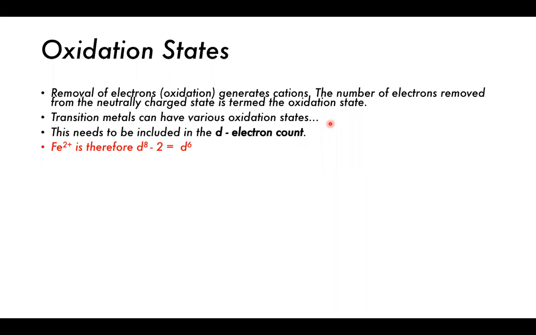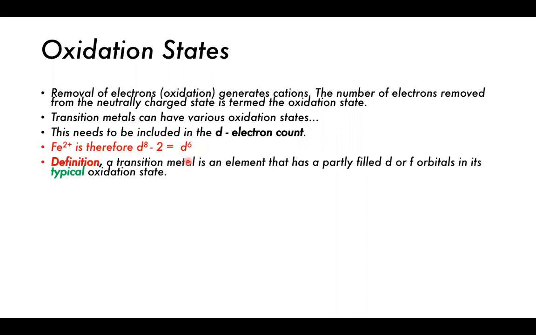So for example, iron 2+ is going to be d6. It starts off as d8 in the atomic form. In the complex, it's got a +2 oxidation state, so we've removed 2 electrons, which gives us d6. So there are 6 d electrons.